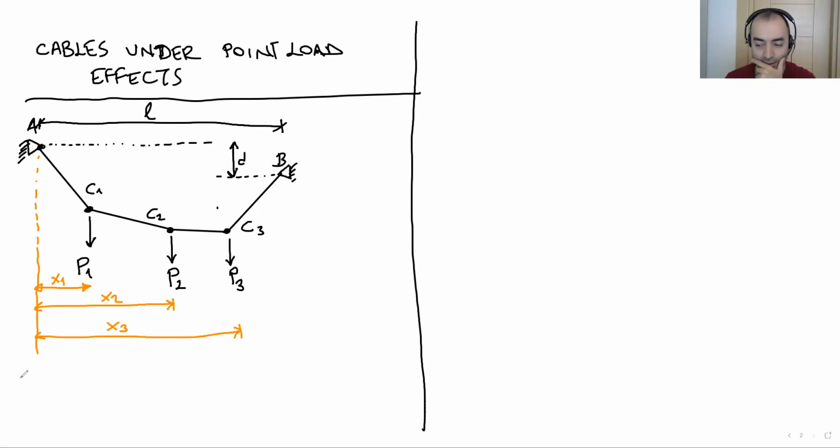Okay, this is our system. So we have a cable. Basically, what we have here. Imagine you have a cable and you apply point loads. You apply a point load to this point. So you have a cable like this. When you apply a point load to the midpoint, for example, you're gonna get a shape like this.